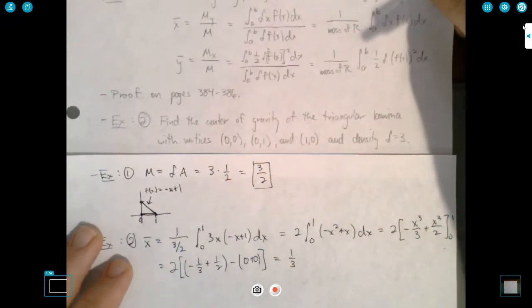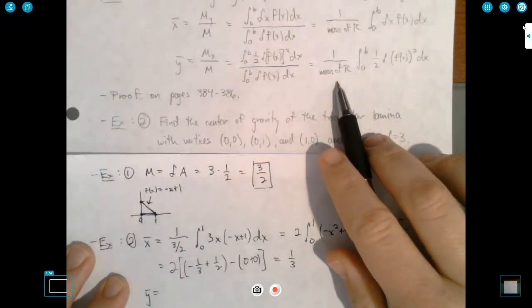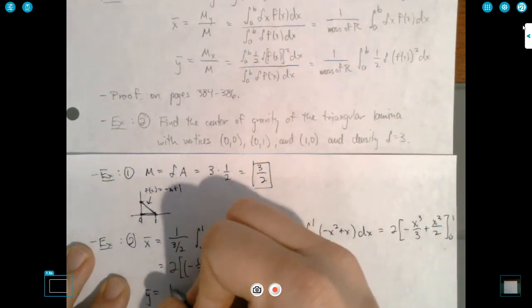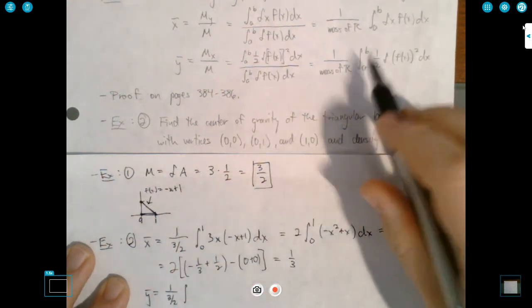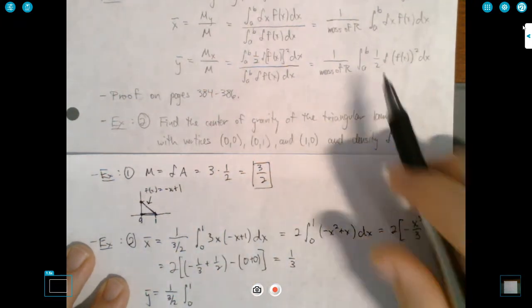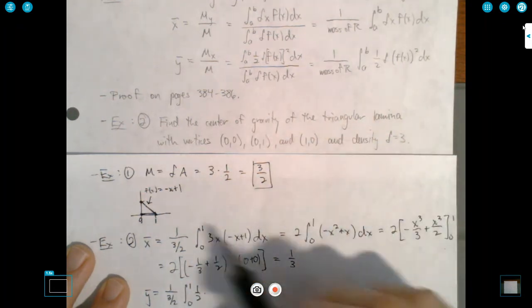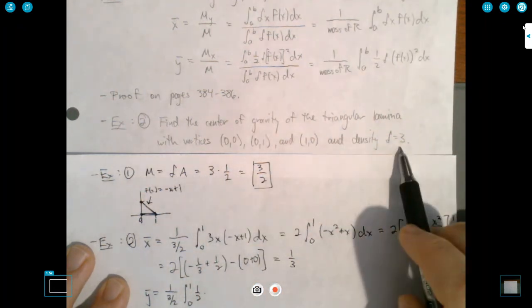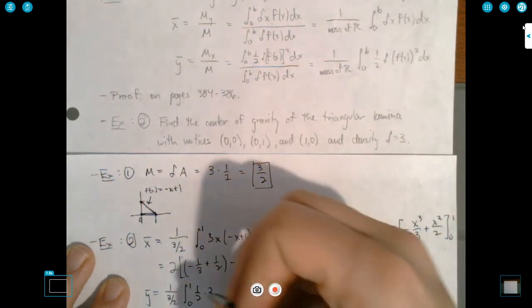Y bar is 1 over the mass of r times the integral from a to b of 1/2 times the density delta, which we said was 3, times f of x squared.